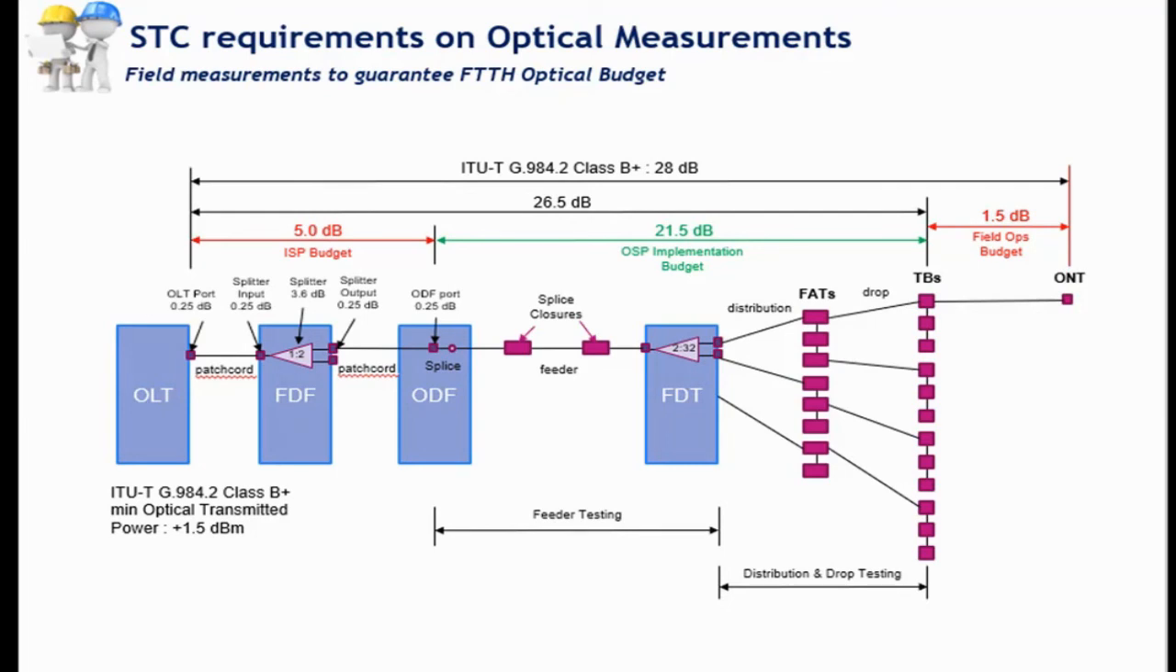Now, because we are only dealing with OSP testing from the OSP-ODF to the TVs, we have to remove the 5 dBs that the inside plant optical components, connectors, splitters, patch cords, consume. All this counts for 5 dBs. And then what we leave for the outside plant is the 21.5 dBs that I have mentioned earlier, from the OSP-ODF in the exchange to the terminal boxes on the customer premises.